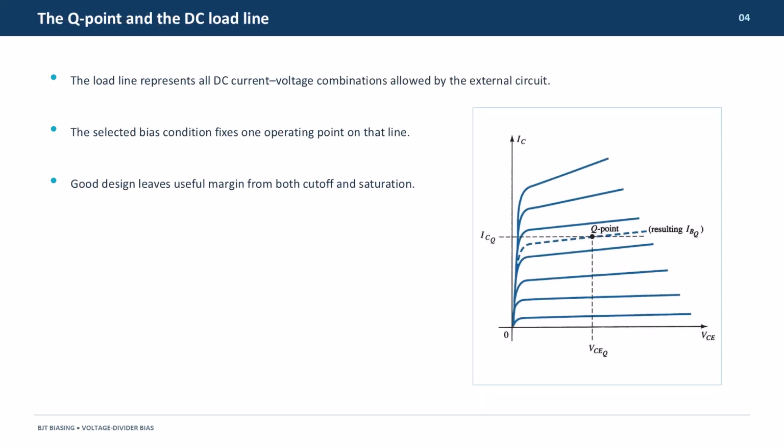On the transistor output characteristics, the DC load line represents the combinations of collector current and collector emitter voltage permitted by the supply and resistors. The chosen base bias selects one point on this line. For an amplifier, we normally place the Q point well inside the forward active region so that the signal can swing in both directions without reaching cutoff or saturation.